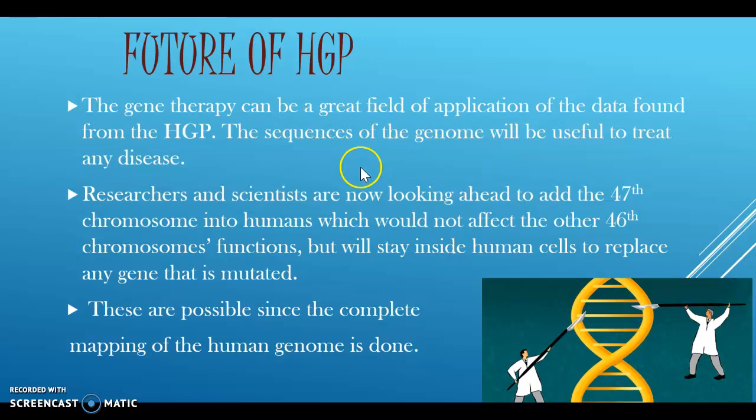Researchers and scientists are now looking ahead to add a 47th chromosome into humans, which would not affect the other 46 chromosomes, but would stay inside the human cell to replace any gene that is mutated. These are possible since the complete mapping and identification of the chromosomes, and any other development is possible after the mapping of the human genome is done, which is a very difficult task.